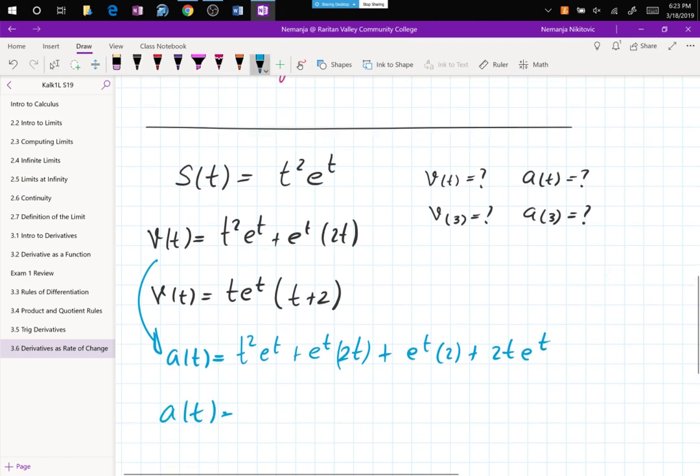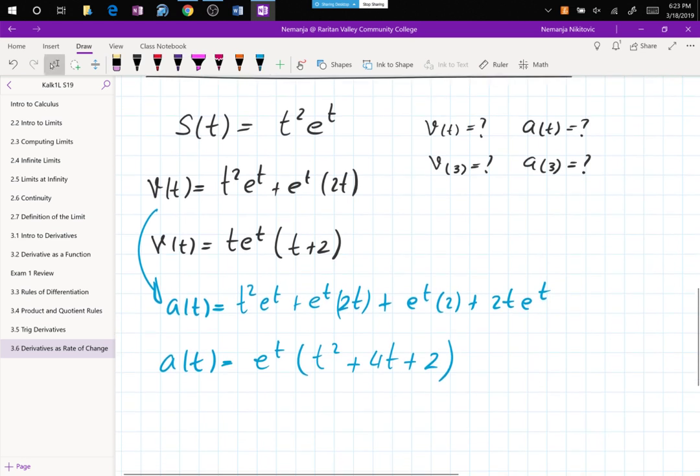So a of t is, I'm going to kick out e to the t. What's left is t squared plus 4t plus 2. Right? Because you have a 2t over here and you have 2t over here. So 2 plus 2 is 4. And it's the middle one, t squared and 2. Good.